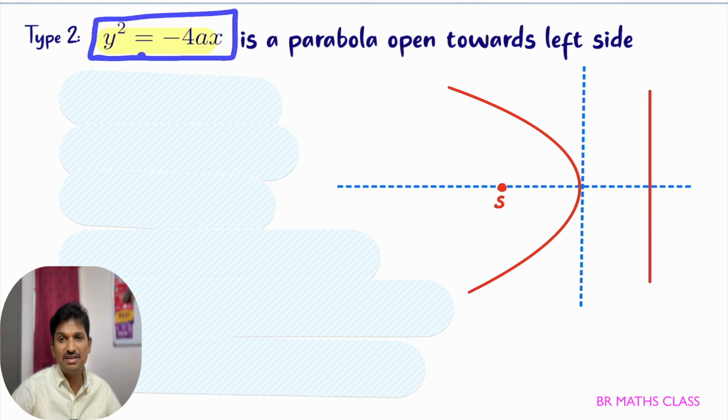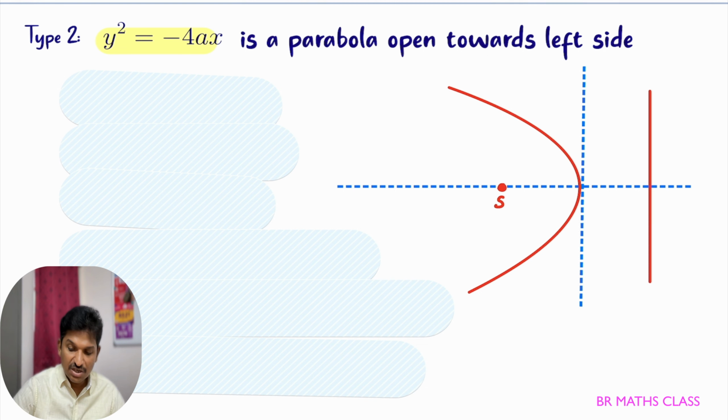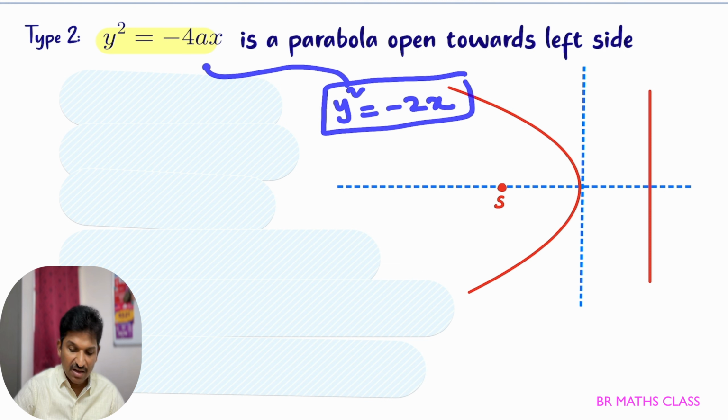We are not deriving this result actually. y square equal to 4ax is the standard form, right? We can derive this but it is not necessary. y square equal to minus 4ax is a parabola opening towards the left side. Whenever you see an equation like y square equal to minus 2x, you can easily compare. It is in this form, y square is there, 1x is there, y square equal to minus 4ax. So y square equal to minus 2x is what?